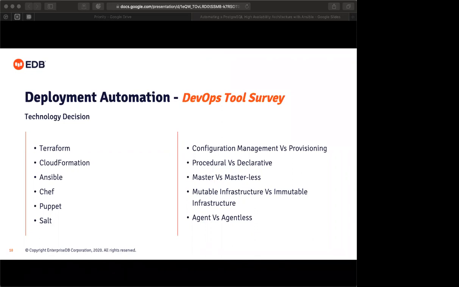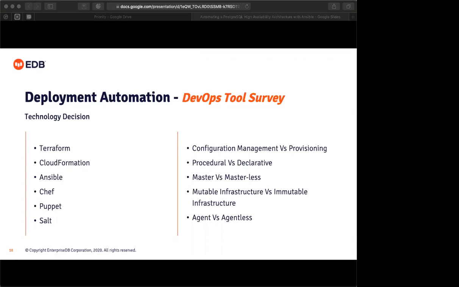Let's start with some key factors here, right? One is configuration management versus provisioning. Do you really want to manage the configuration of the system or not? That's also a decision factor. Or do you completely focus on the provisioning of the system, right? These two are important factors you should consider while choosing one of the DevOps tools or deployment tools which you would like to use.